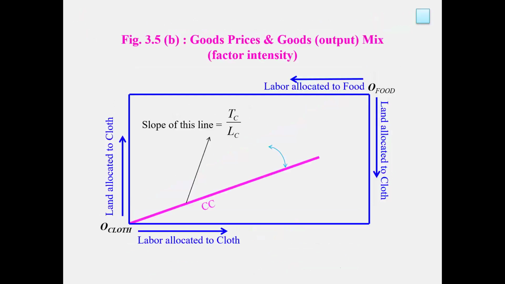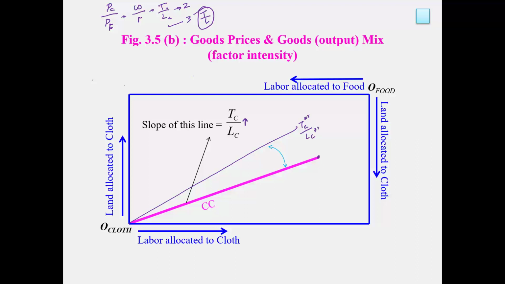Now, if you remember, this was our CC line, which was the land by labor ratio that was being used in the cloth sector. And as the price of cloth changes, as w bar r changes, our T by L ratios change in both sectors. Let's assume that the land by labor ratio was 2 to begin with. When these things change, the land by labor ratio for the cloth sector changed from 2 to 3. The slope is going to now increase because there's an increase in T by L ratio from 2 to 3. And this is your new land by labor ratio in the cloth sector.